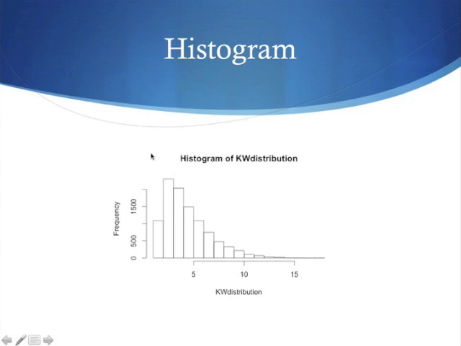So here is our histogram. So we can see it's not normally distributed, so we cannot trust the mean in this case because it's heavy tailed. So this is why we need to use the rank mean instead of the mean.